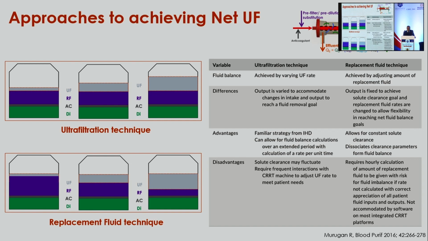The alternate strategy may be a replacement fluid strategy, and what we would do here is fix the effluent volume that we want to generate per hour, and we could adjust the UF by reducing or increasing the amount of replacement fluid that we are giving to this patient. In that case, by changing just the convective composition, whether it's coming with replacement fluid or with ultrafiltration, we are able to achieve the net UF that we want without changing the total effluent volume, and hence without influencing the solute clearance in terms of the effluent dose.